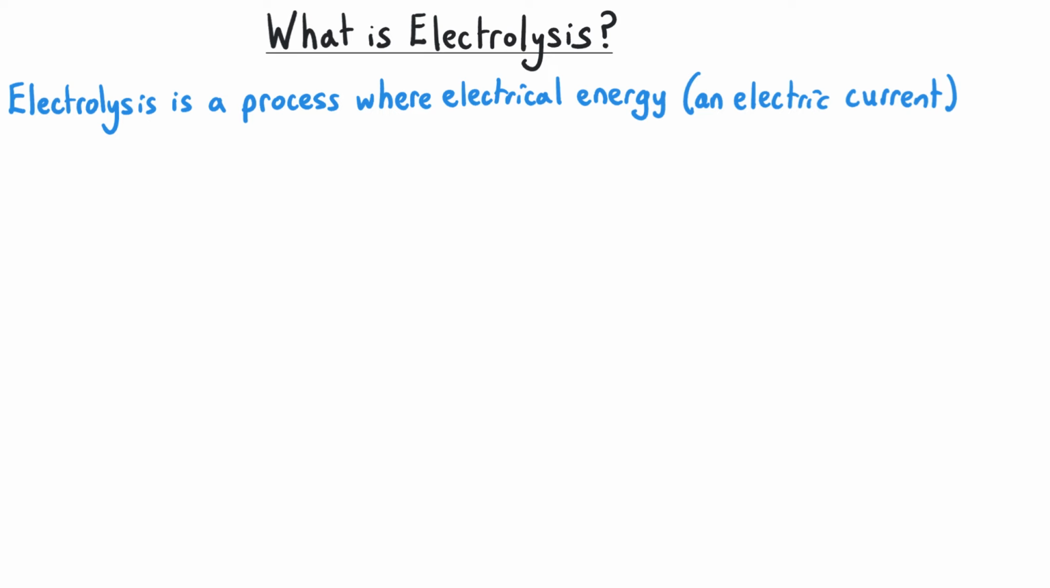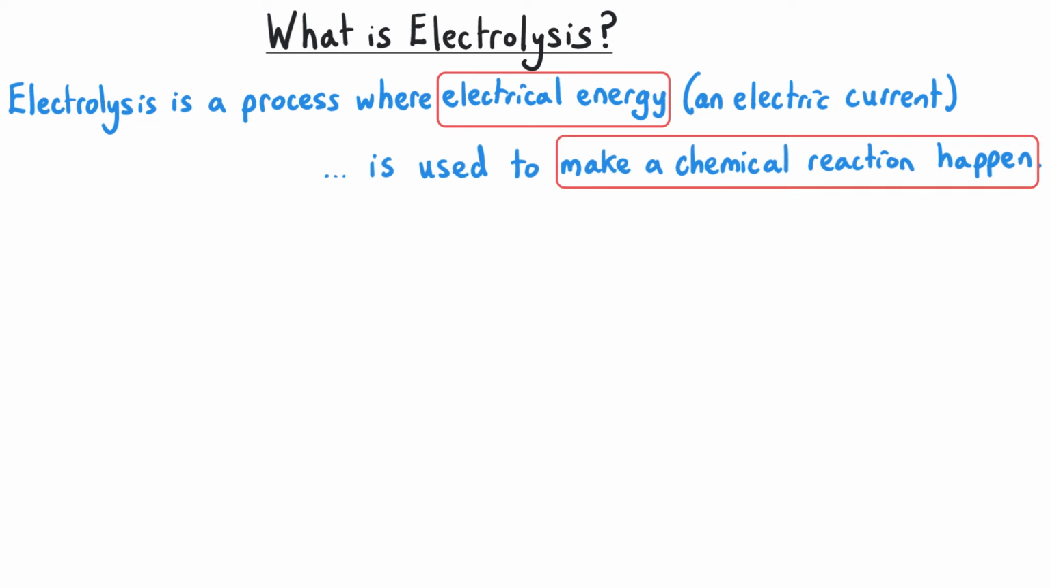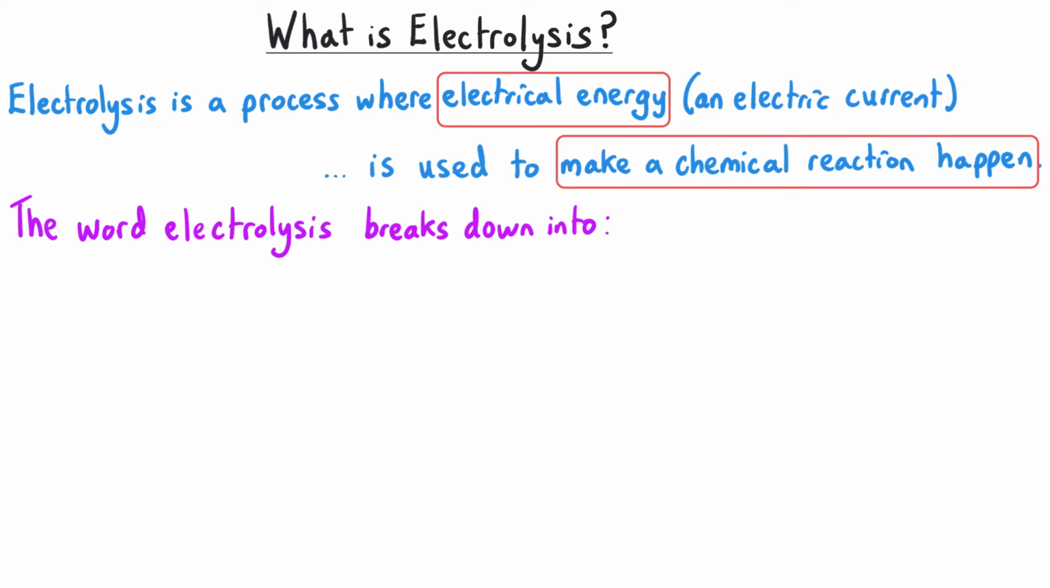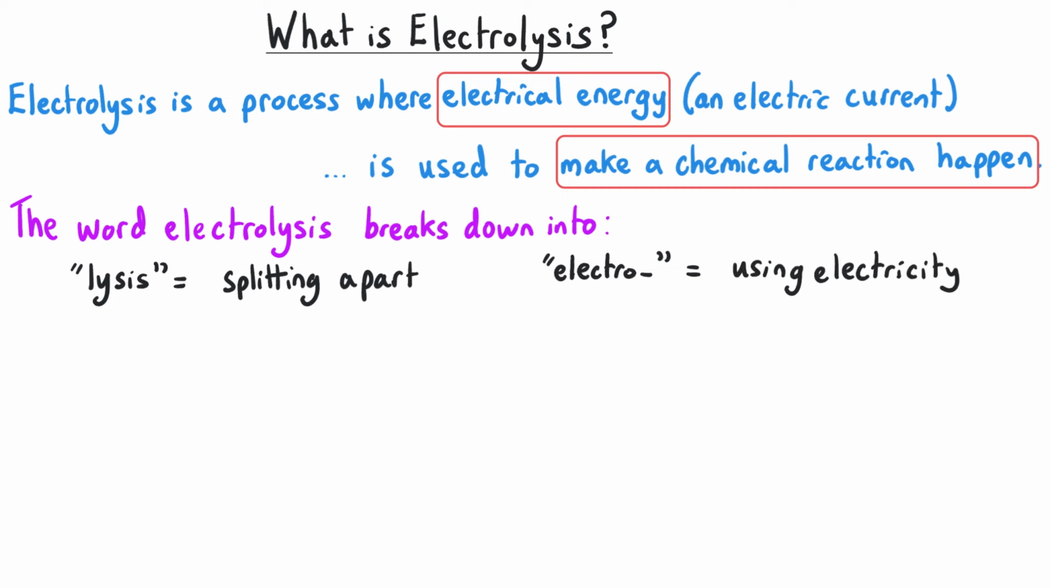Electrolysis is a process where electrical energy, or we could say an electric current, is used to make a chemical reaction happen. And the word itself breaks down into 2 parts. Lysis means splitting apart, and electro means using electricity. And so together we are splitting things apart using electricity.